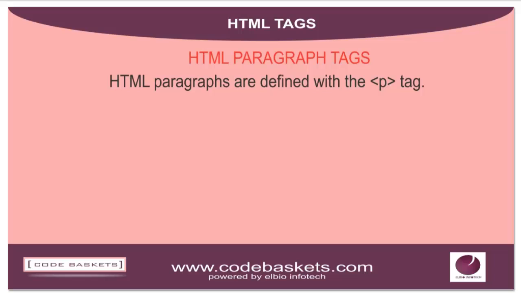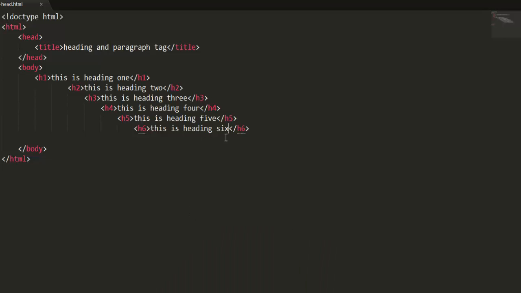Now the paragraph tag. HTML paragraphs are defined with the P tag. Understand the paragraph tag as a normal paragraph in our word processing or in our English language. Now the paragraph starts with the opening of the paragraph tag and it ends with the closing of the paragraph tag, and the content comes in between. So let's try that. Let's come over here, enter.